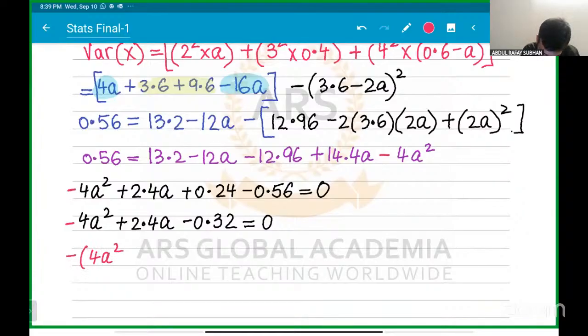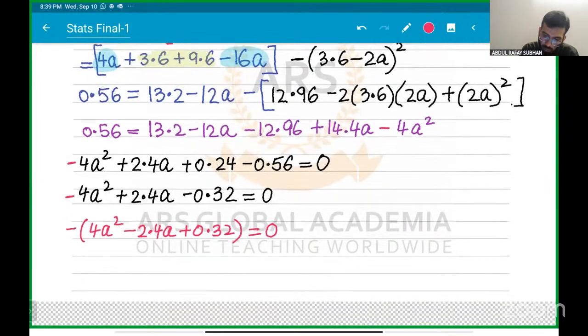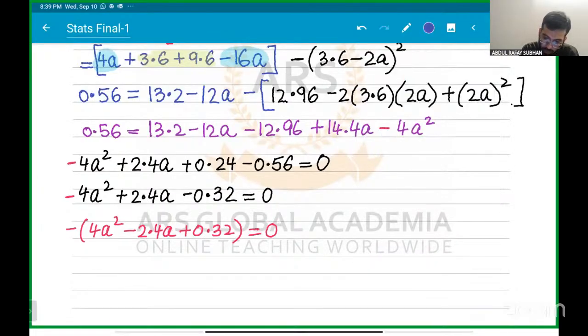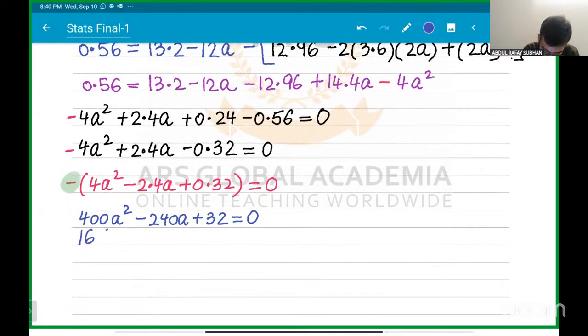It will be 4a square minus 2.4a plus 0.32. Because factors are coming correct, the answers are also matching. It's just the sign was having the issue. So we have made the sign correct as well. Minus taken as common, so we remove that. And now we multiply by 100. So we got 400a square minus 240a plus 32 equals 0. And then if we take 16 common, it will be 25a square minus 15a plus 2.